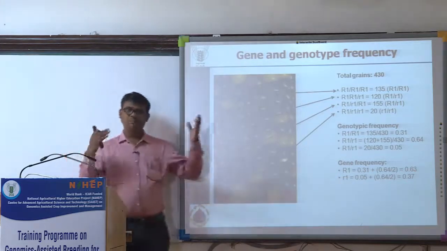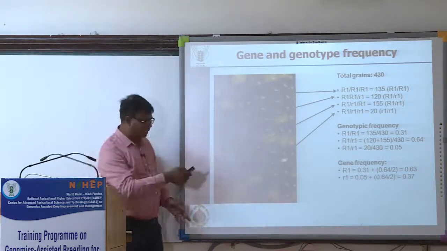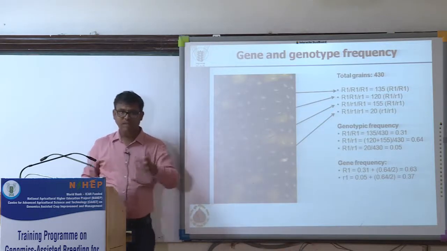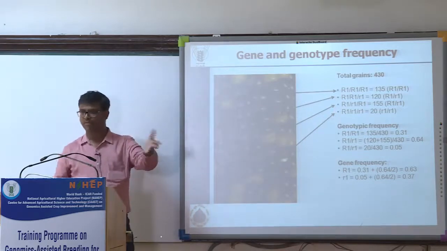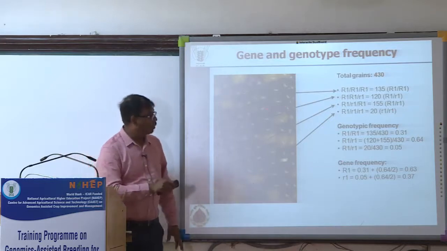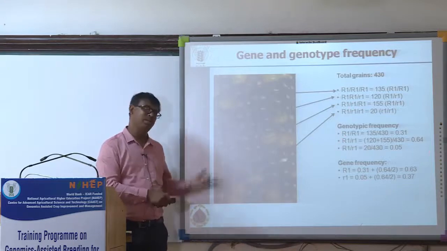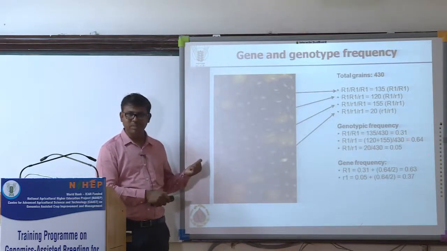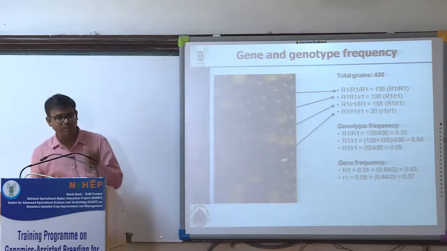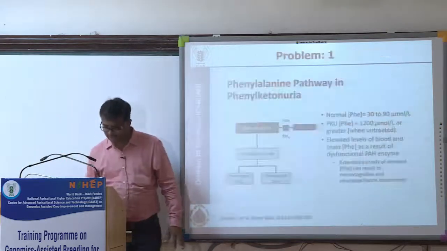So if you have a composite in which random mating is going on and where this color is segregating, this purple color versus white color because of the R1 gene, and any cob is given as your sample of the composite, once you count the color, you can designate the genotype. Then you can easily calculate the genotypic frequency and the gene frequency. So by a single cob, you can demonstrate Hardy-Weinberg equilibrium, how it operates in the case of maize.